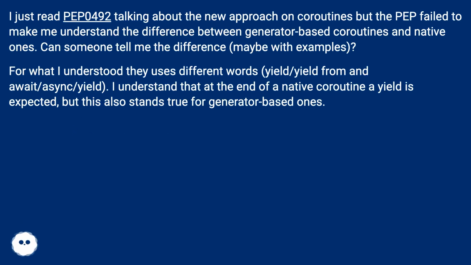I just read PEP 0492 talking about the new approach on coroutines, but the PEP failed to make me understand the difference between generator-based coroutines and native ones. Can someone tell me the difference, maybe with examples?